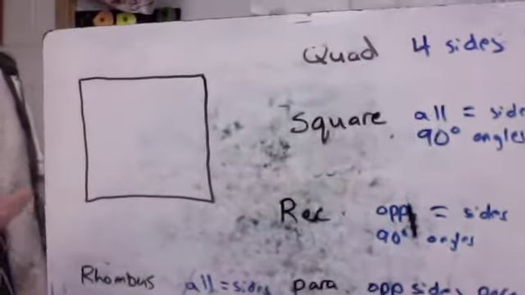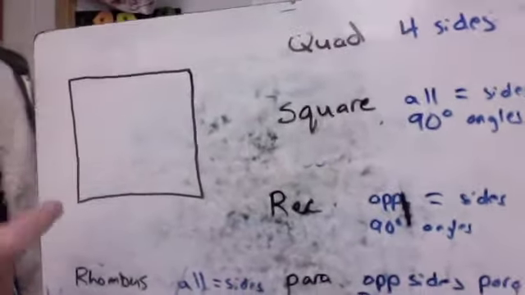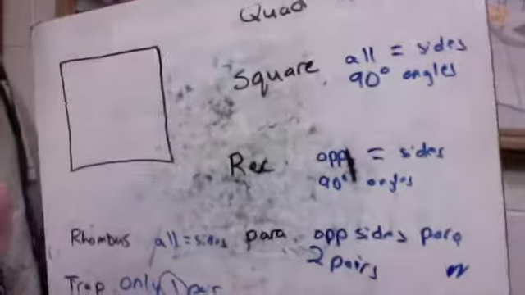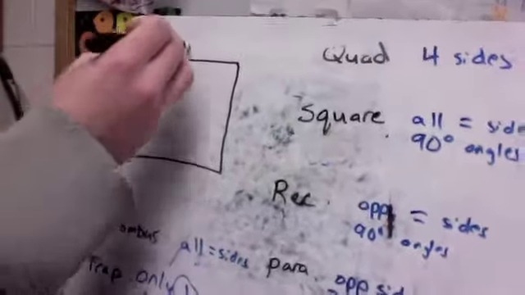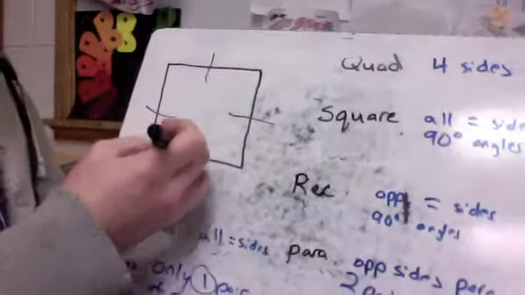Now, this shape is your traditional square right here. I can look at this and I know it's a square. I've seen what a square looks like. I know it's a square. We've got all sides equal, and we've got all right angles. That is definitely a square. Okay? Everybody's seen a square before. But it can be a lot of other things. So let's go through and see what it is.